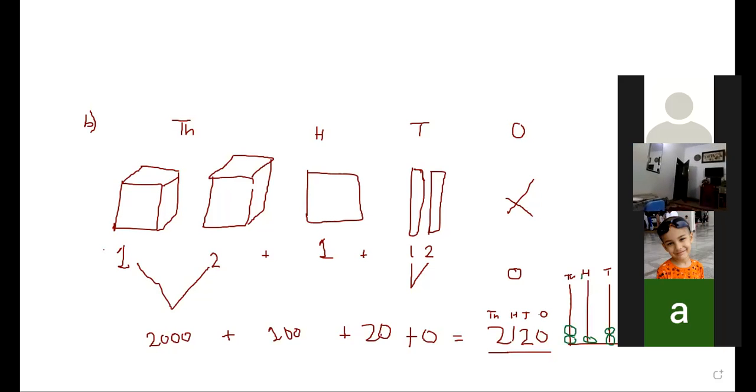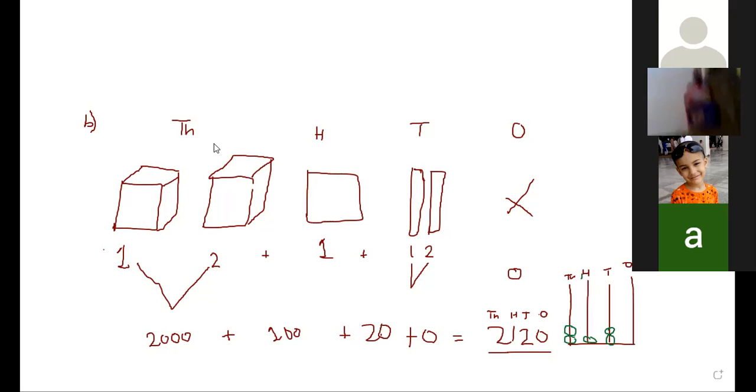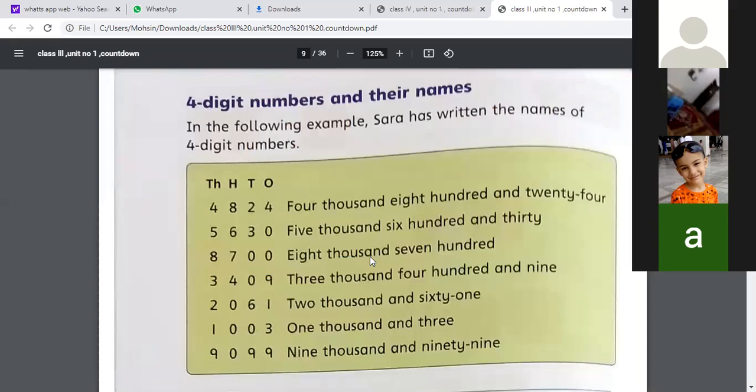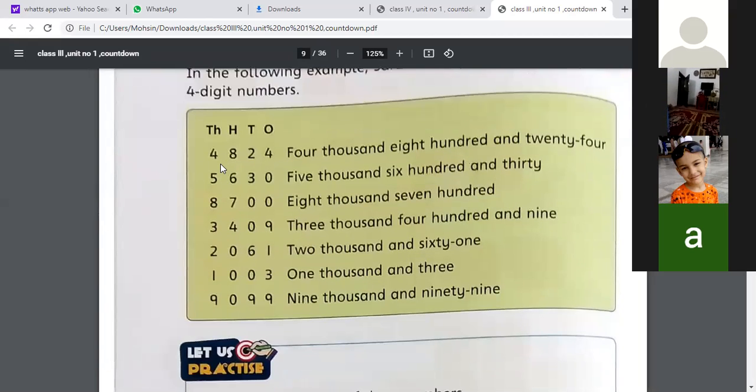Now come to the next page. What are we going to do on the next page? 4-digit numbers and their names. In the following example, Sarah has written the names of 4-digit numbers. You can see they write the numbers, 4 numbers, in digits and also in words. We know this is on the place of 1000, this is on the place of 100, this is 10, and this is 1. So it becomes what? 4008.